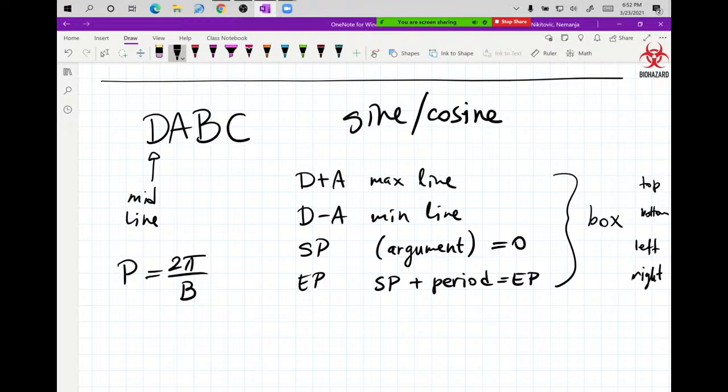All right, let's take a break. When we come back, graphing the other 4.